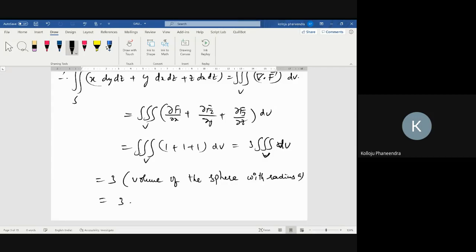What is the volume of the sphere? 4 by 3 pi r cube, that is 4 by 3 pi a cube. Okay, done. So 4 pi a cube is the answer.